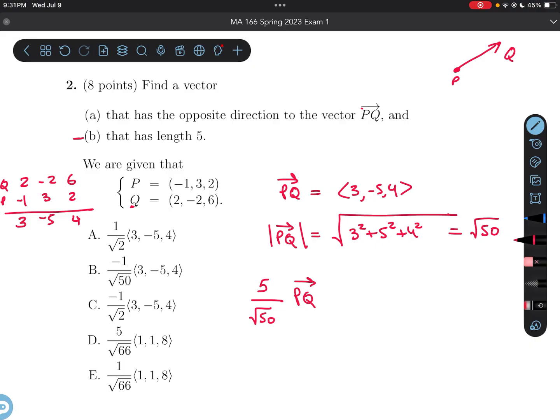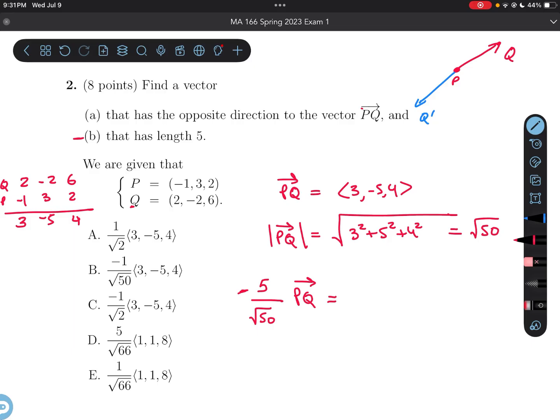Okay, now we can tackle the first condition, which says that the direction has to be opposite of PQ. And that's actually really easy. To get a vector in the opposite direction, all we have to do is multiply by -1. So the vector in this case would be -5 over the square root of 50 times PQ.